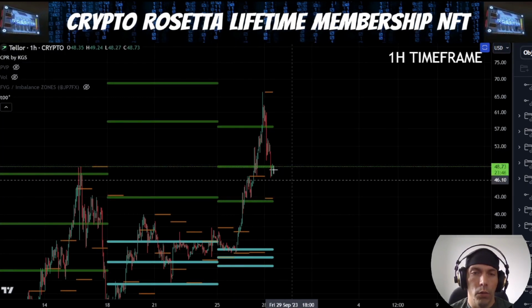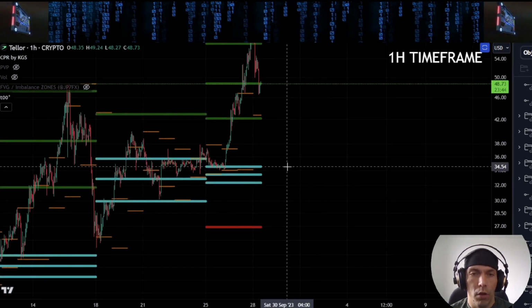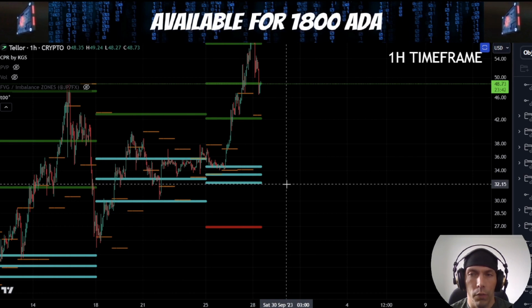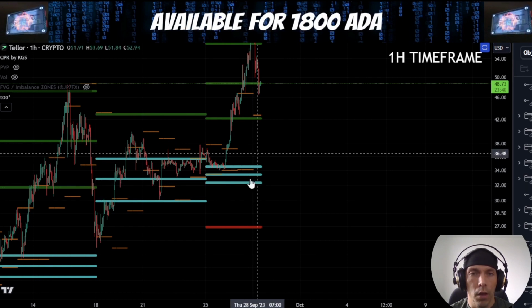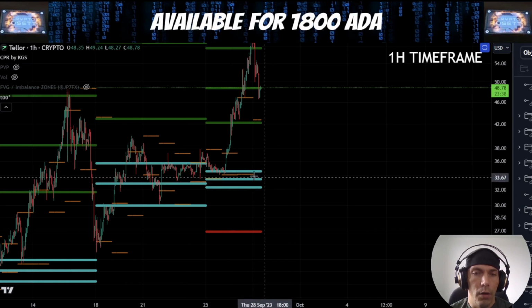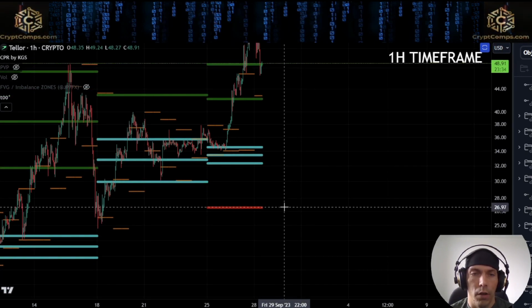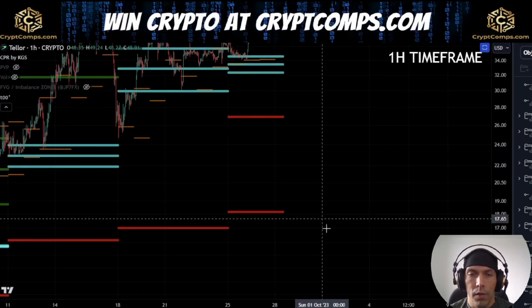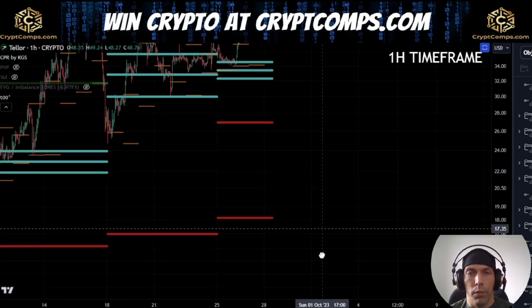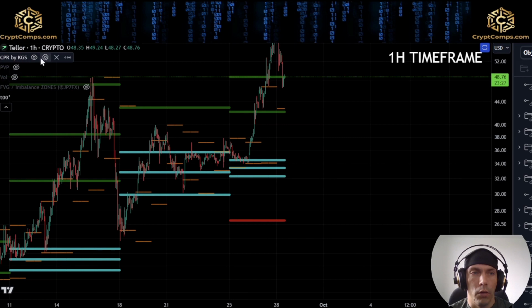If we do fail to hold that zone and we do look to push down, going to be keeping an eye on this 34.54 to this 32.15 as a lower support zone here. And then if we start to lose that this week, targets to the downside would potentially be 26.97, 18.17, and this 11.52 as potential downside targets for this week.